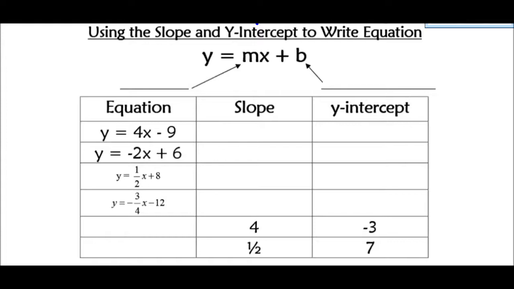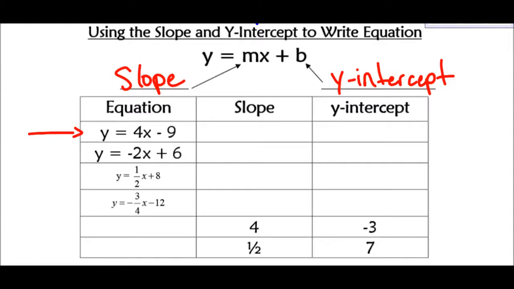So first off, let's make sure we're clear on what everything is here. The m is our slope, the b is our y-intercept. So if I ask for the slope of this first equation, y equals 4x minus 9, the m, or the slope, is 4. The b, or the y-intercept, is -9. It's really important that you understand that the sign is attached to the number. It's not just positive.